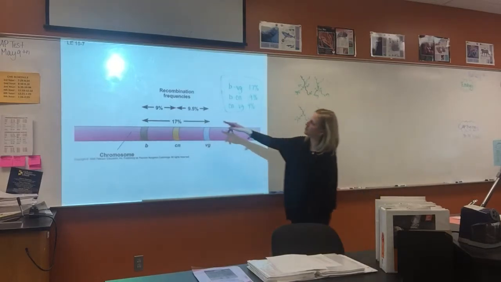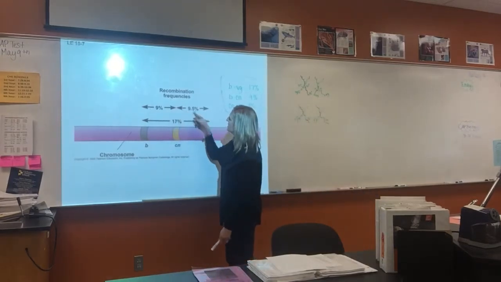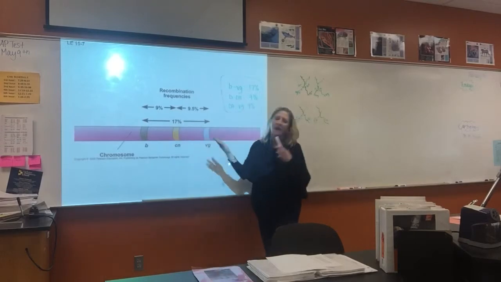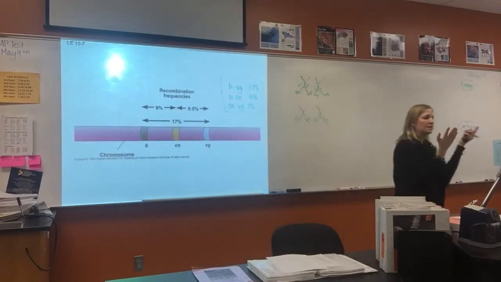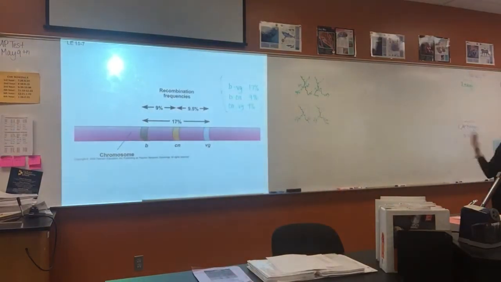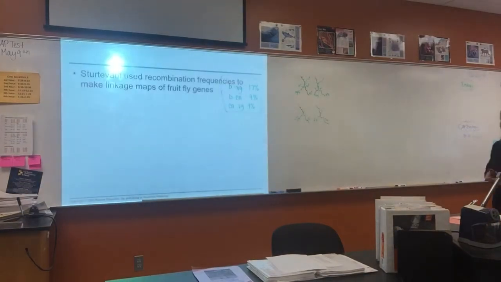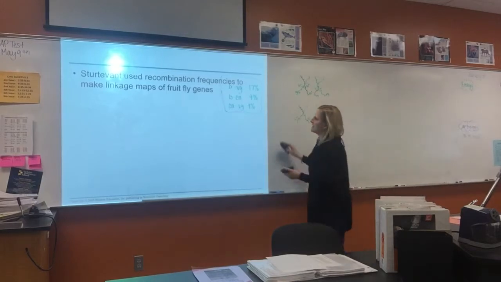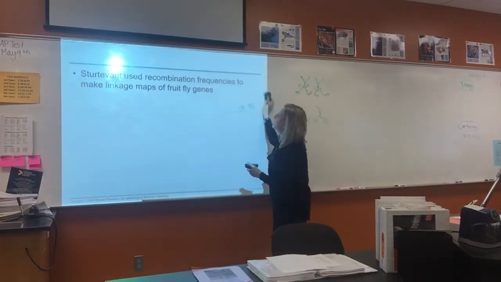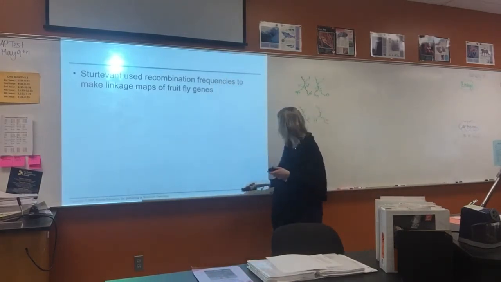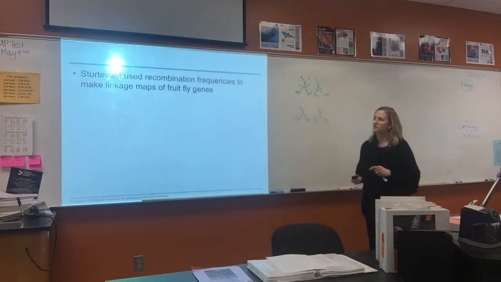Notice that the math doesn't quite add up here. It says 9% and 9.5% and 17%. And that's okay, because the data is not exact, but it gives you relative positions. And so that is a linkage map. That's what Sturtevant did. He used these recombination frequencies to make these linkage maps for fruit flies and their genes.